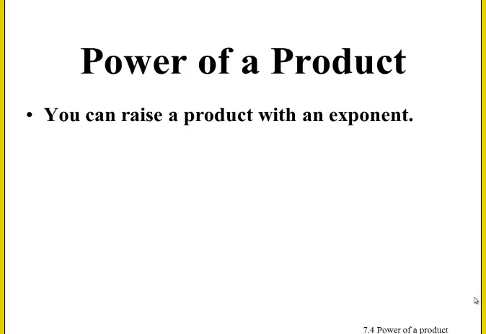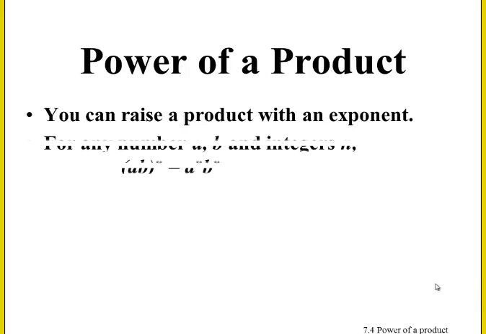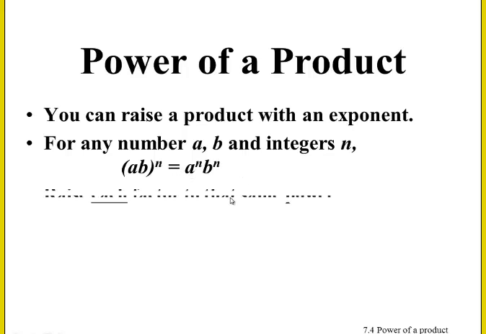Alright, the next property that we are going to discuss is the power of a product. We can raise a product with an exponent. For any numbers a and b and integers n, if we have the product a and b both raised to n, then we can rewrite this as a raised to n, b raised to n. We can raise each factor, a and b, to that same power n.